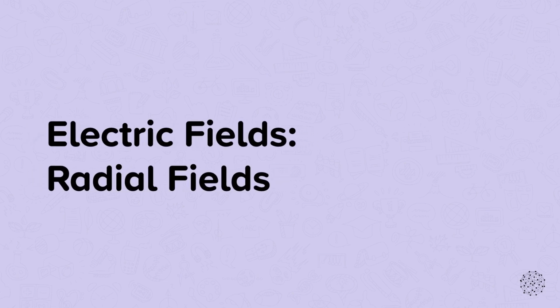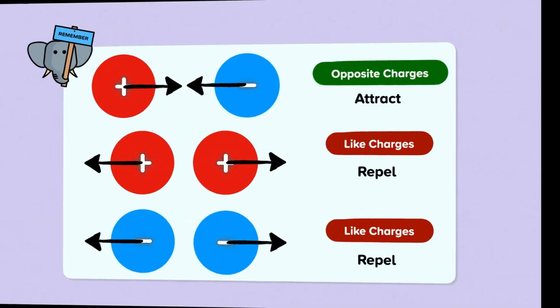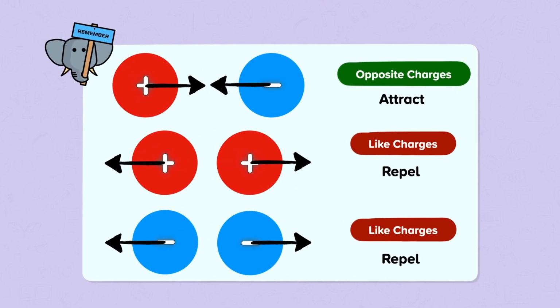Electric fields, radial fields. So in this nugget, it's going to be really important to remember that opposite charges attract and like charges repel. Charged objects create electric fields that surround them. We are going to look at the electric field around a negatively charged spherical object.